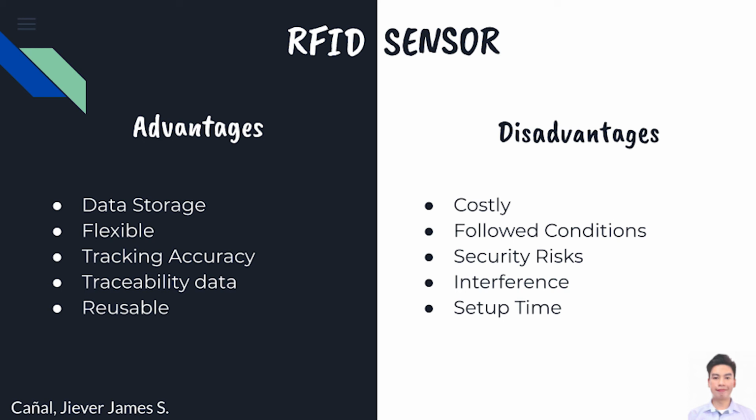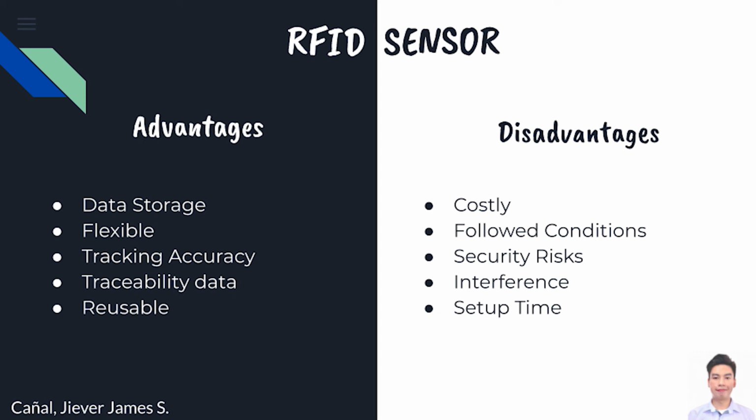It also has improved traceability data. It is known that RFID technology can be used to track a product during production. It allows you to immediately locate a product on the production line and track its status, which can be used to optimize your production process. And lastly, it is highly reusable because the tags are protected by a plastic cover.